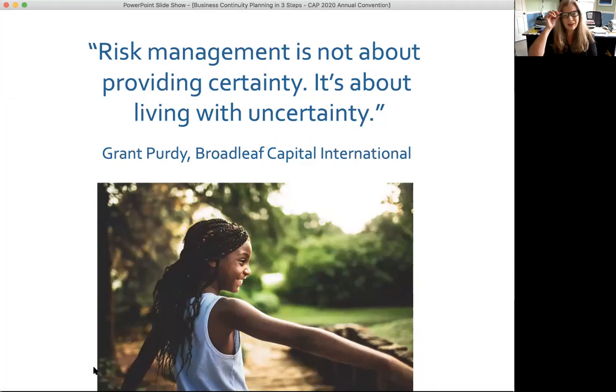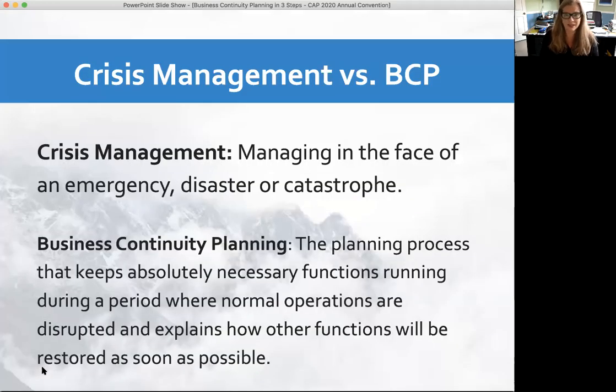A colleague of mine who's based in Australia by the name of Grant Purdy says, you know, risk management is not about certainty. It's about living with uncertainty. And that's really the world that we all live in. And we've got to start to expect interruptions. So in 2020, it was a global pandemic. Next year, it might be something completely different. But interruptions happen to all organizations at some point in their history, situations where you can't operate under normal conditions.